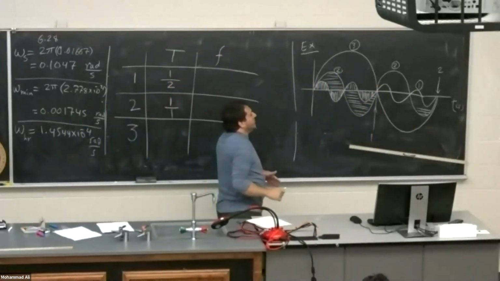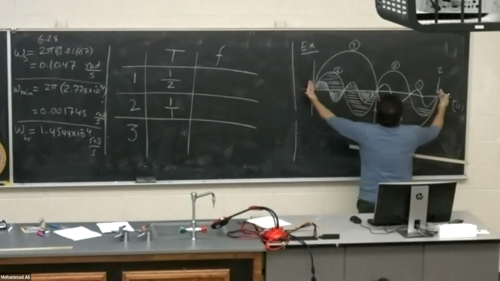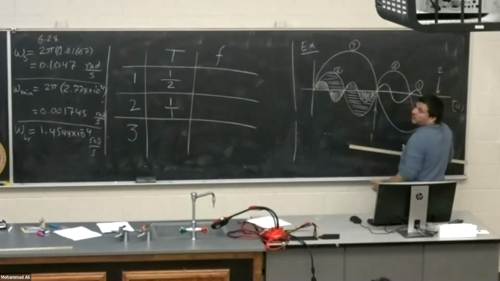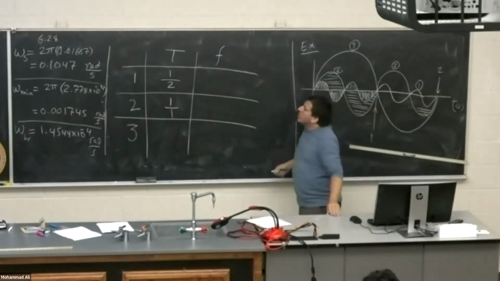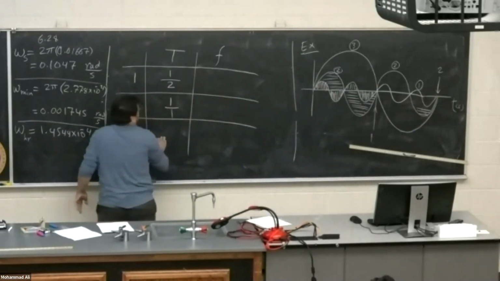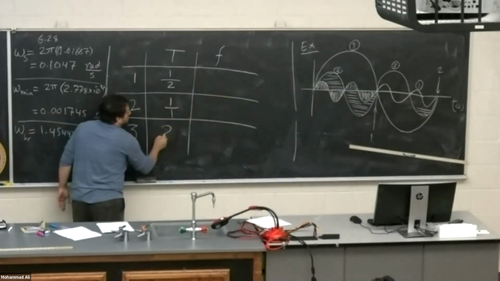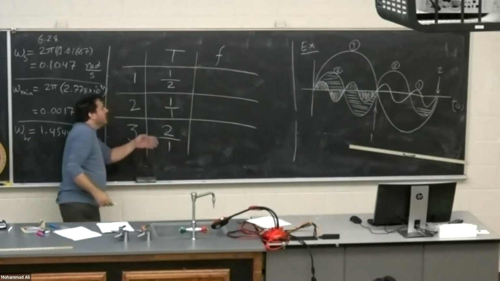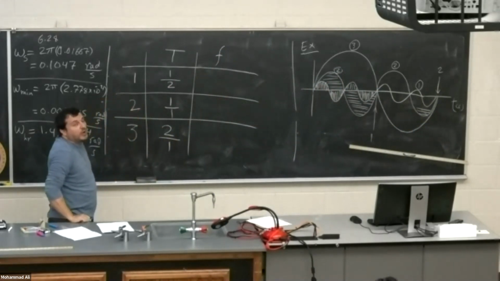What about the bigger wave? The biggest one, we need 2 seconds to finish it. So the time period for the third wave is 2 seconds over 1. Everything is over 1. What about the frequency?